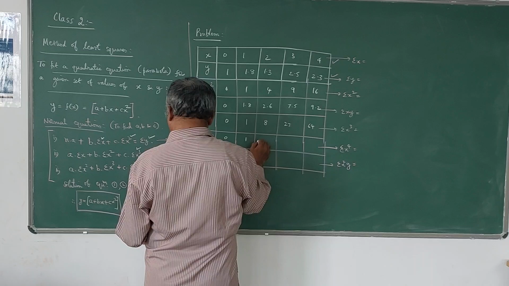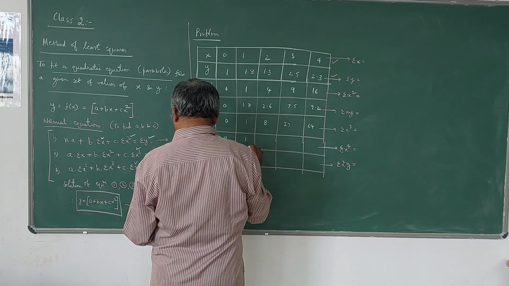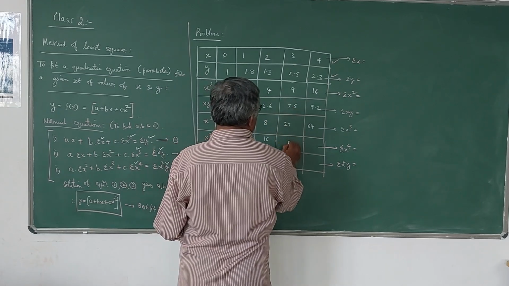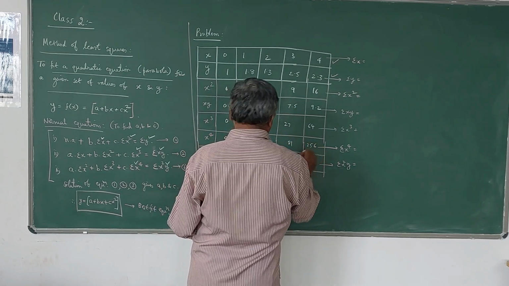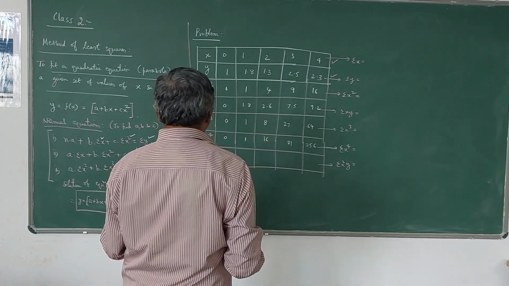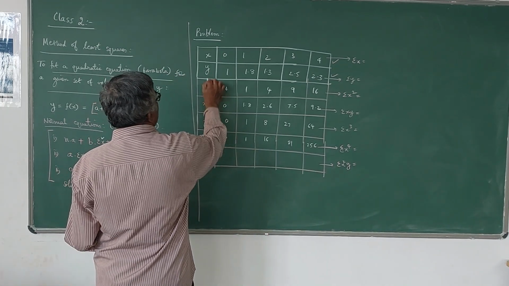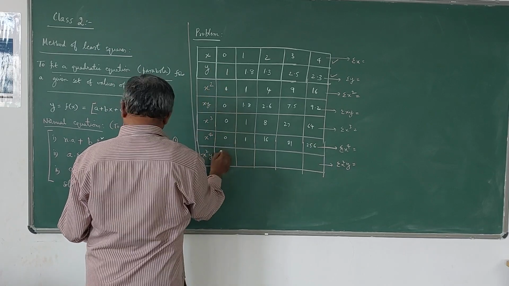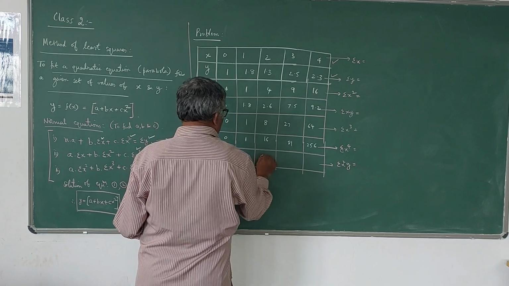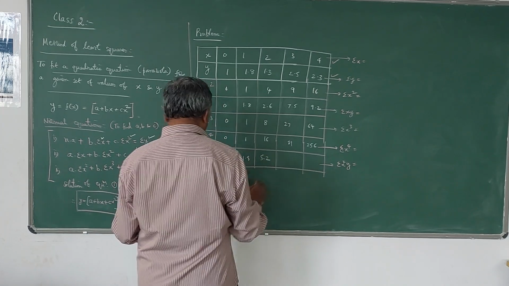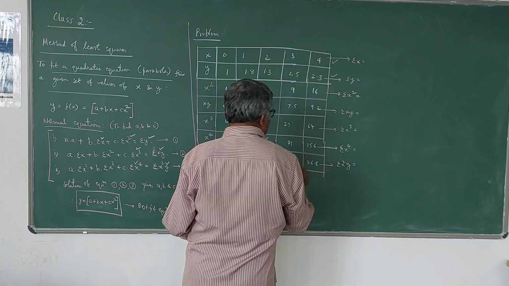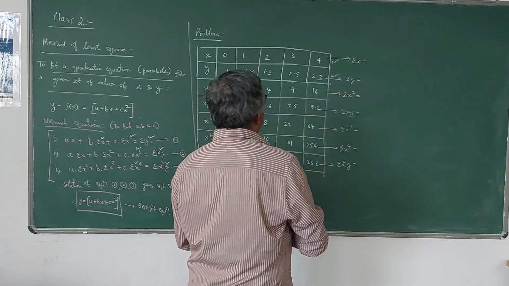0, 1, 16, then 81, 256. Now lastly we need x square into y. So x square into y is obtained by multiplying these two. So which is 0, 1.8, 5.2, 22.5, 36.8. Next, add all these values horizontally, you get the sum.